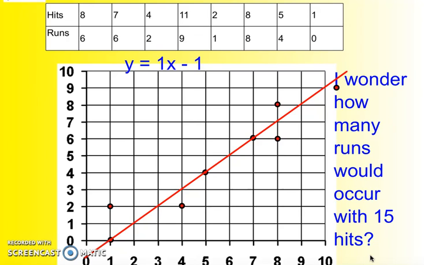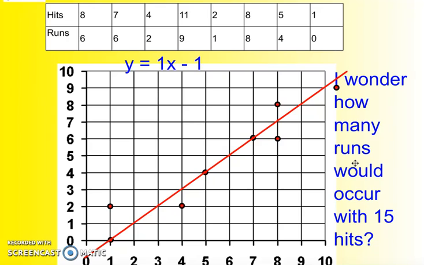Well, in the last video, we drew a line of best fit, and then we figured out, in slope-intercept form, what the equation was for that line. And once we figure out the equation, could we use this equation to figure out how many runs we would get if we had 15 hits?